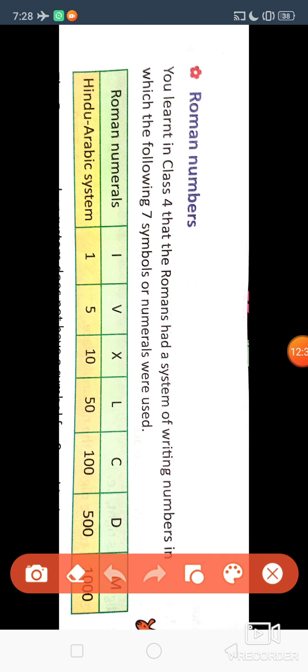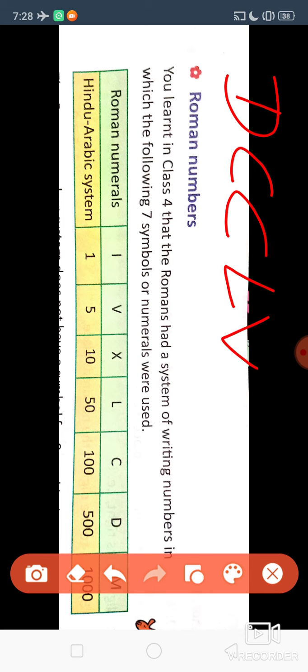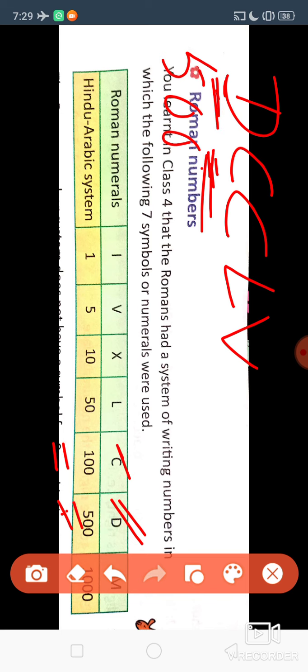Now suppose I am writing D C C L V. How much will it become? Now see the table. D means how much? 500. Now C is smaller than D or larger than D? C is smaller than D. The value of D is 500 and the value of C is 100. So the smaller number is written after the large number.